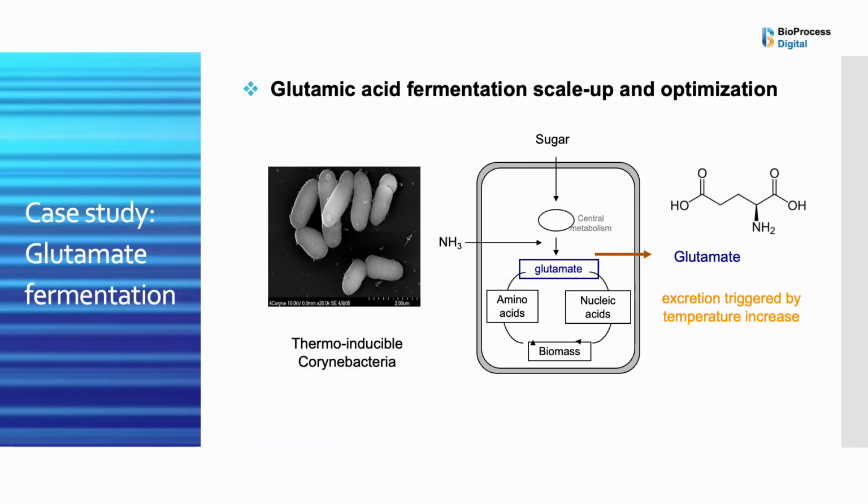The methodology will be taught through a detailed case study on glutamic acid fermentation. The goal is to optimize the industrial scale use of a thermo-inducible strain of Corynebacterium glutamicum, which excretes high quantities of glutamate in response to a temperature increase.